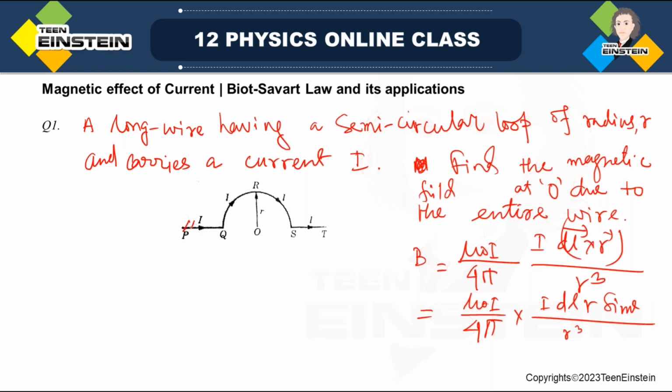See, suppose we want to find the magnetic field for the straight part. So this is I dl and this is r. Now the magnetic field at this point, see, this is r and this is I dl, and both have the same direction, either this way or going out. So this magnetic field will also be 0.